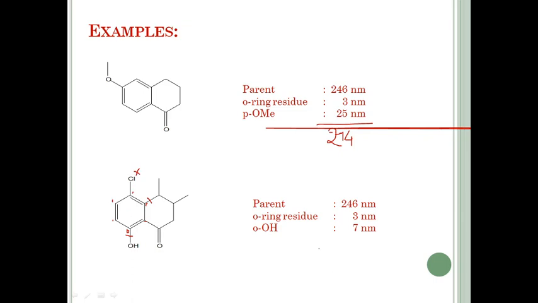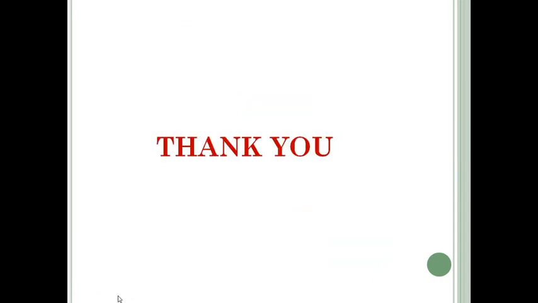So on totaling all the values, the final lambda max is 256 nanometers. This is the way of calculating lambda max for the given compound, whether it is an enone or an aromatic compound. You have to follow the rules given, and the values must be calculated.